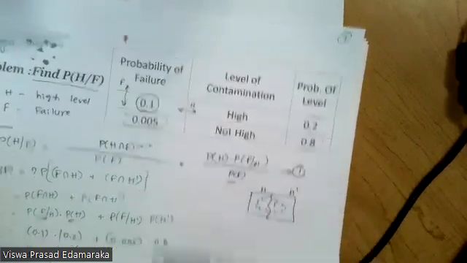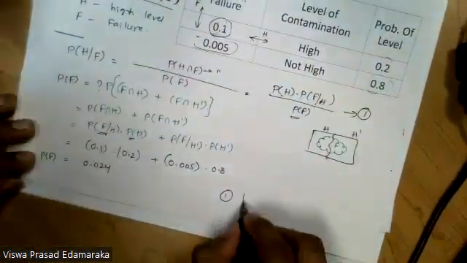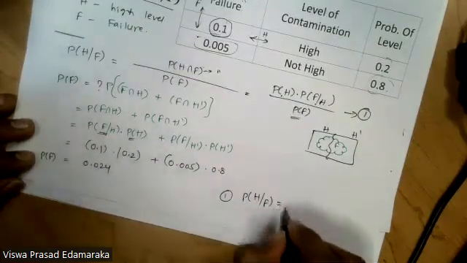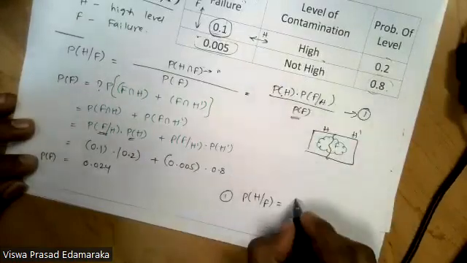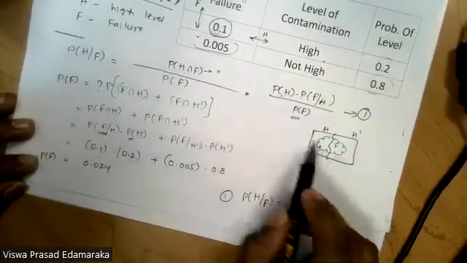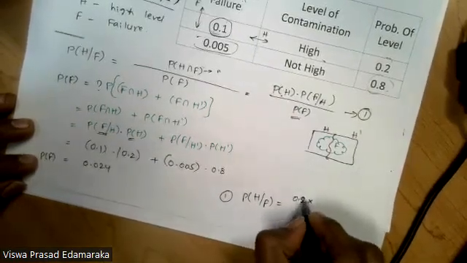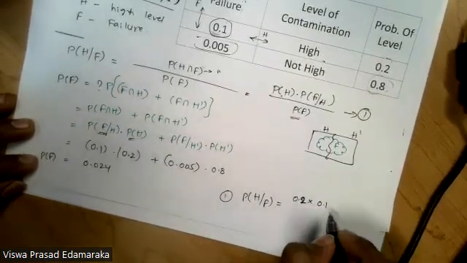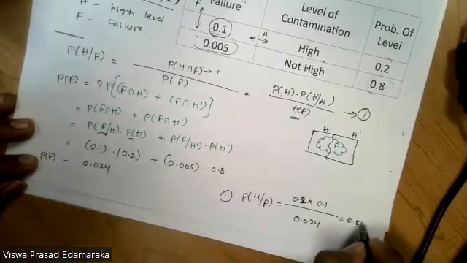So from equation 1, P of H given F will be P of H. What is P of H? I'm sorry, this is 0.2, and P of F given H is 0.1, divided by 0.24. After calculating, you'll get 0.833.